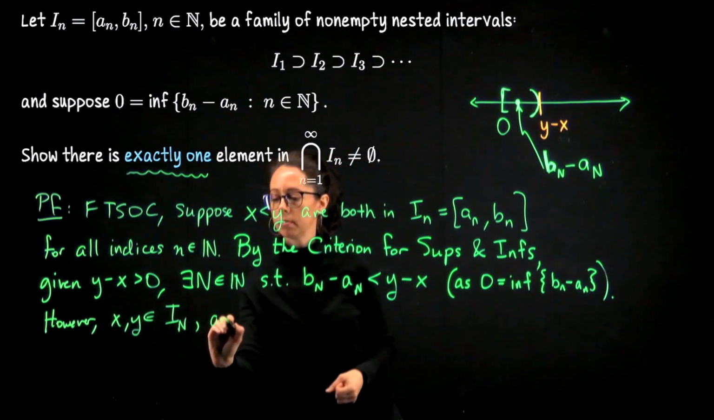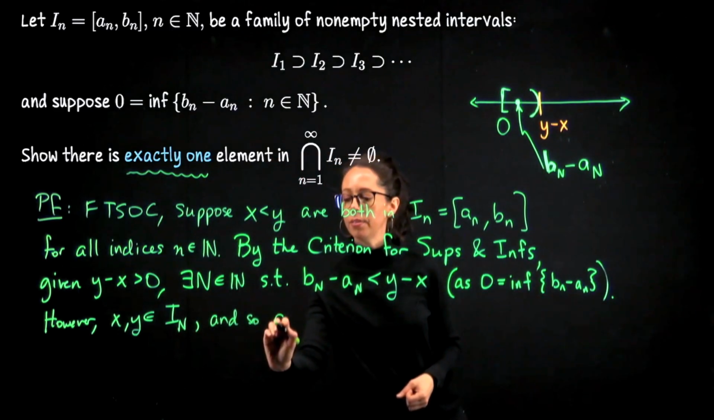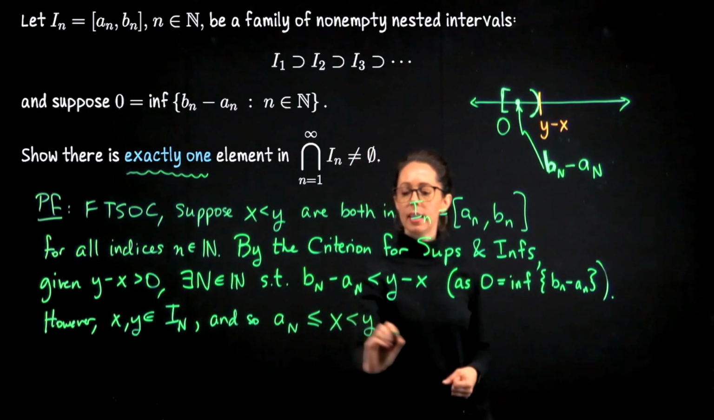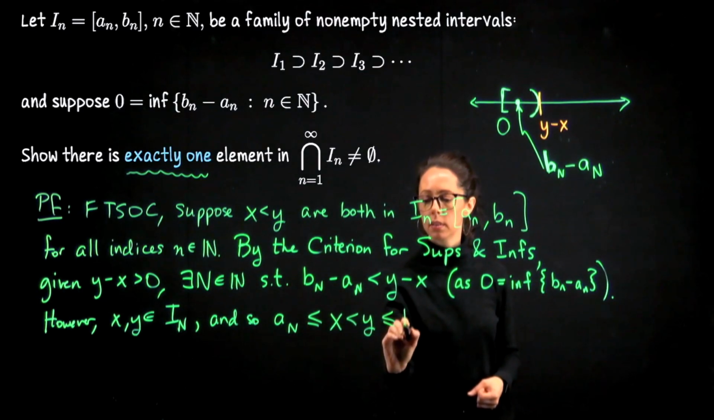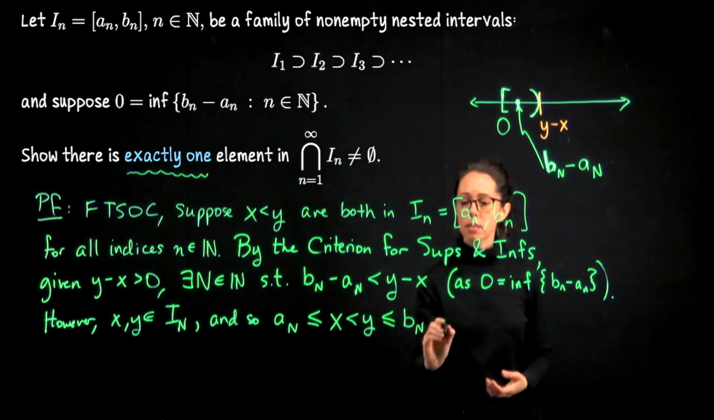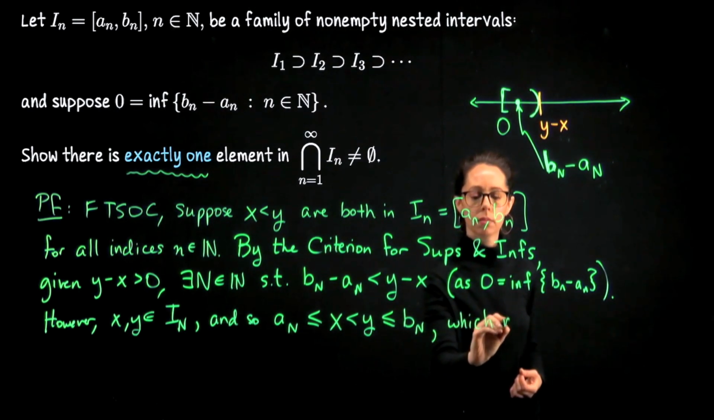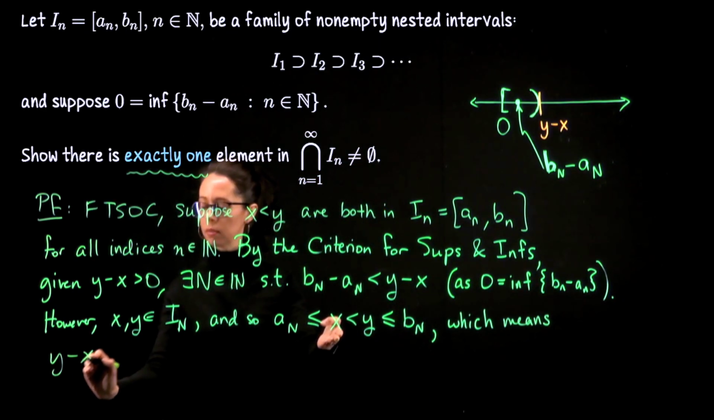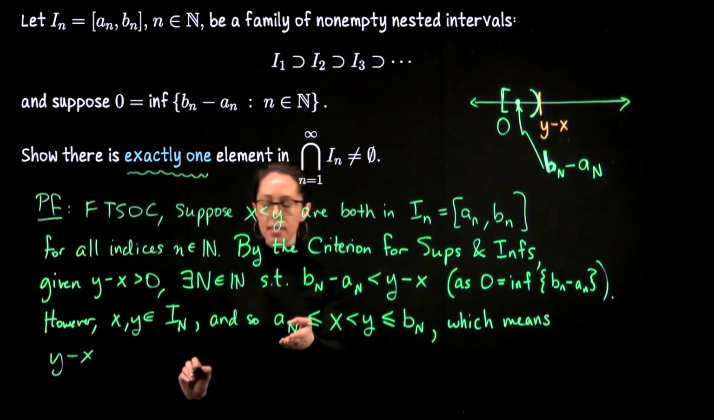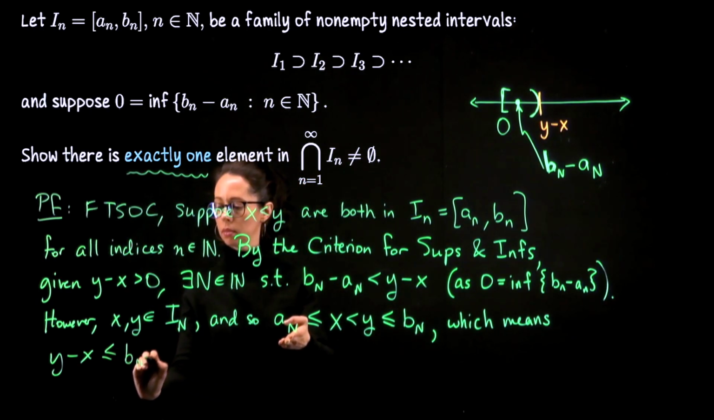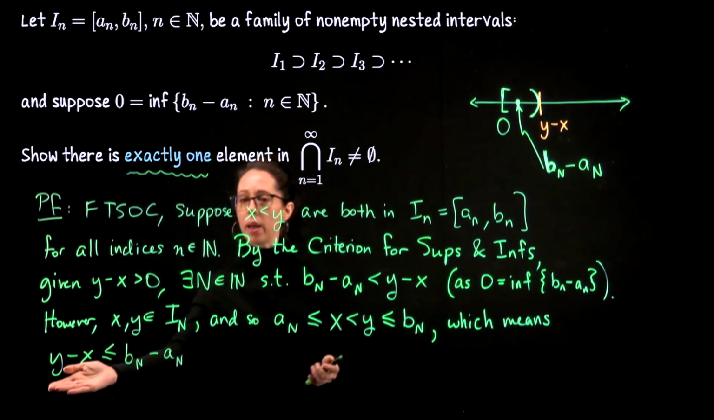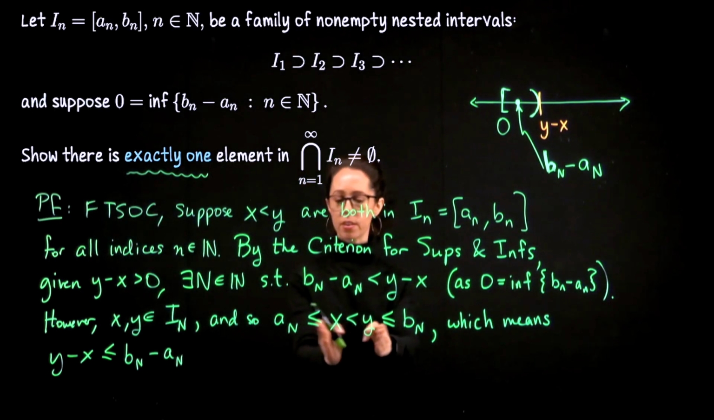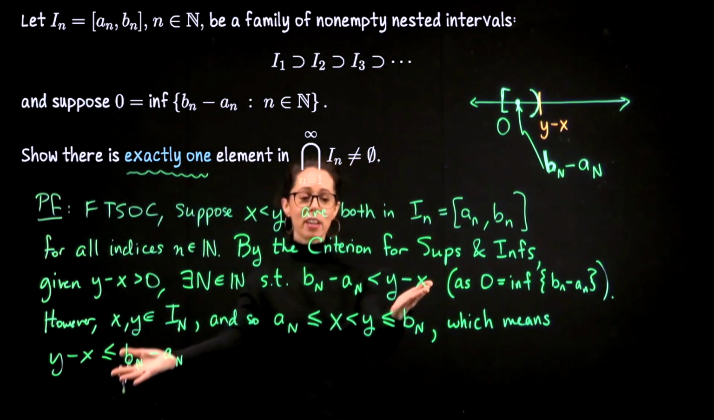Therefore, the left point a sub n is less than or equal to x, is less than y, is less than or equal to b sub capital N, which means that y minus x is less than or equal to b sub n minus a sub n. So from y we go up in size to b sub n, from x we go down in size. So this difference is less than or equal to that difference. And that is an exact contradiction of what we just wrote down.